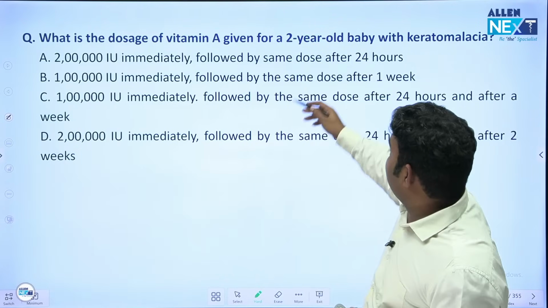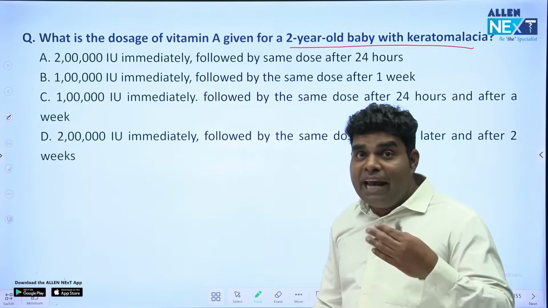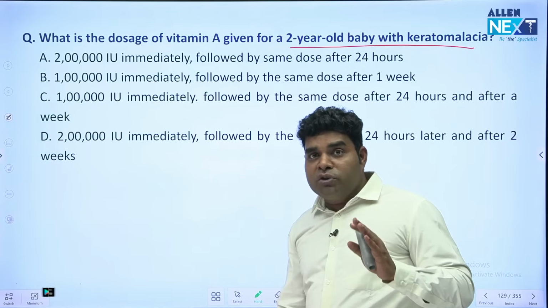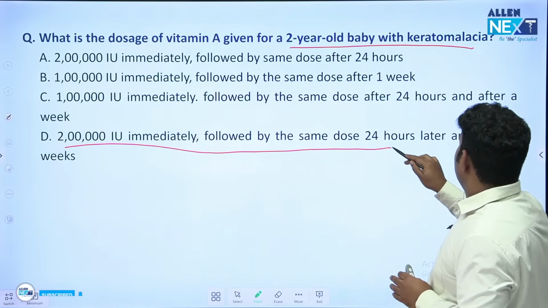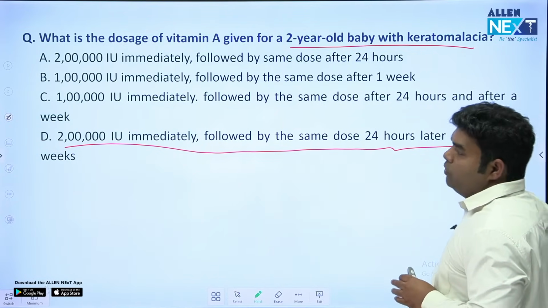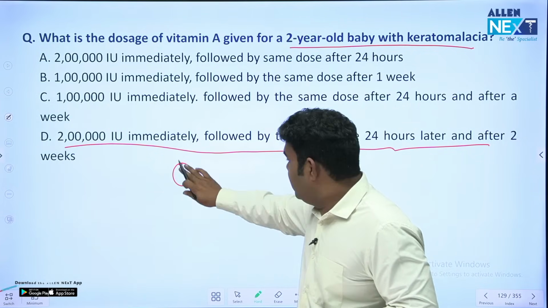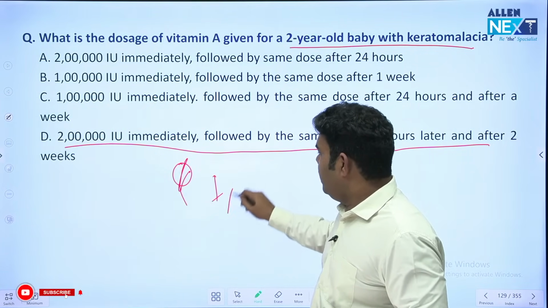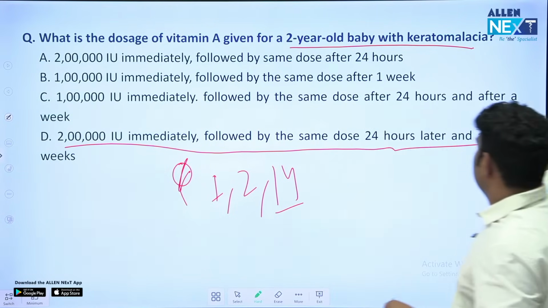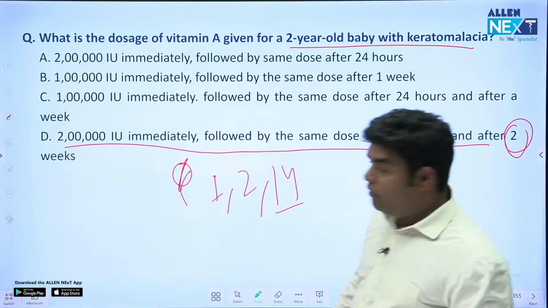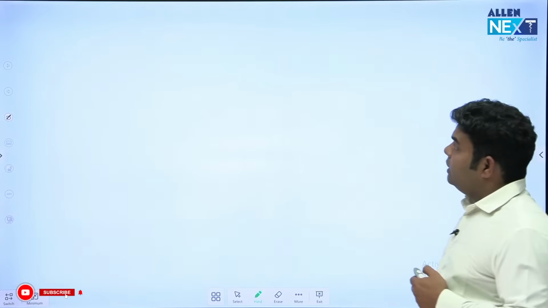What is the dose of vitamin A given to a 2-year-old baby with keratomalacia? The baby already has the disease, but still the dose will remain same. 2 lakh international unit immediately, followed by the same dose after 24 hours and after 2 weeks. As I have said, what was the dose? 1 to 14, that was the regime which I told. Today, tomorrow, and then 14 day or after 2 week. So this is the regime of treating vitamin A deficiency. 2 lakh, 1 to 14.